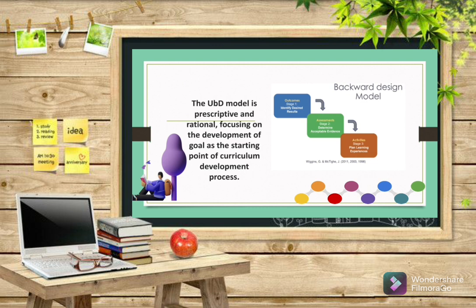So the last is the activities. Stage 3, plan learning experiences. Stage 3 includes planning learning experiences that are useful in implementing the curriculum. In this stage, teachers decide on the type of activities that the students will do and the materials that will be needed for the planned activities. So the UBD model is prescriptive and rational.